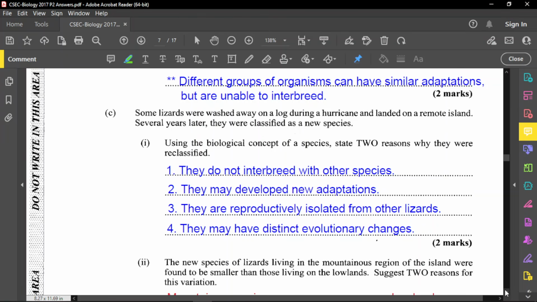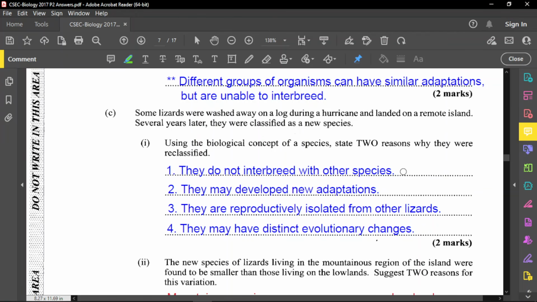Part C is that some lizards were washed away on a log during a hurricane and landed on a remote island. Several years later, they were classified as a new species. Using the biological concept of species, state 2 reasons why they were reclassified. And there are a number of things we can talk about here. It's 2 points, but just run through these points. One is that they do not interbreed with other species. So that's one reason, they're on a new island.